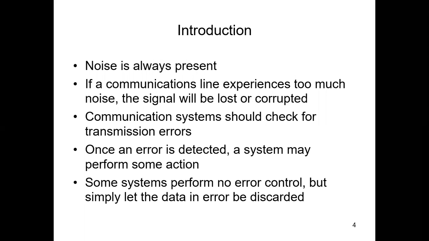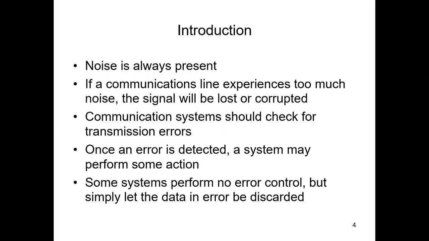Now let's get started. Let's begin with defining what noise is. But before that, one thing we need to understand is that noise is always present in any communication arrangement. From the previous lecture, we discovered that noise is a signal, but in this case we don't want it. So any unwanted signal is called noise, and it is present all the time. If a communication line experiences too much noise, the signal will be lost. That's the danger of it.